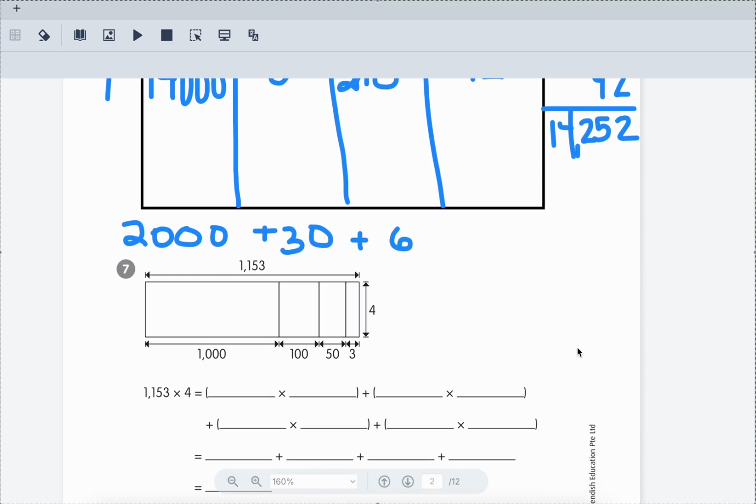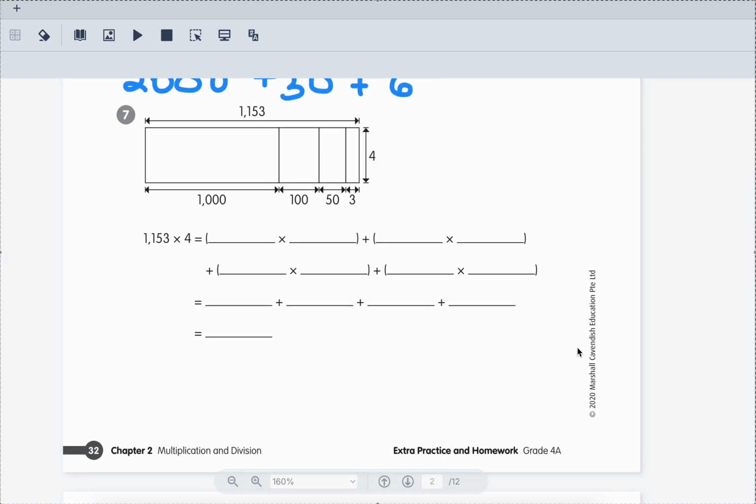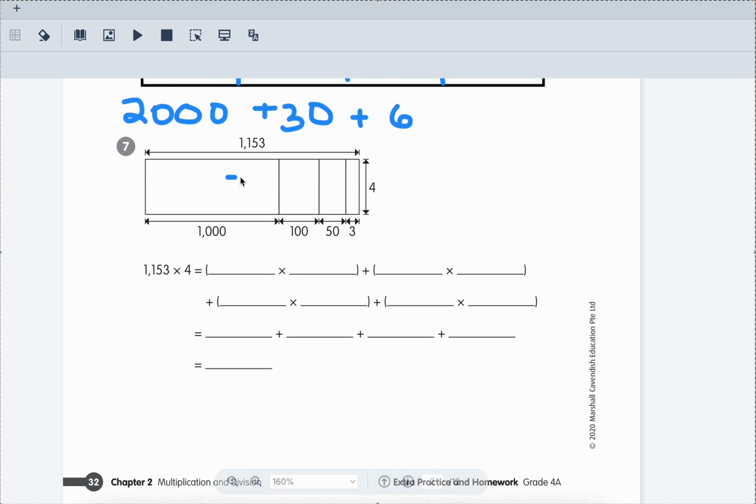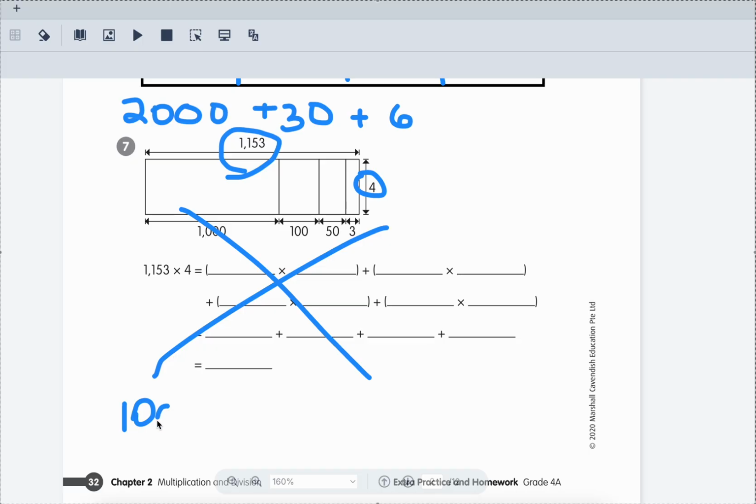Okay, so we're going to go to the next one, and I'm going to do what you guys do on your paper, which is cross it out. The problem is 1,153 times 4. I don't like the way they do this, so we're going to cross it out. We're going to break 1,153 up into expanded form. 1,000 plus 100 plus 50 plus 3.